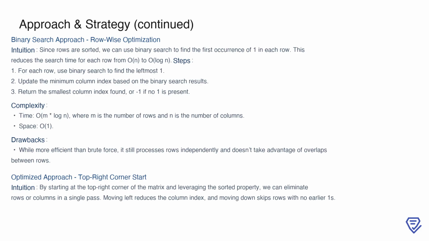Instead of searching each row linearly, we use binary search to find the first occurrence of a 1 in each row. This reduces the search time for each row from O(n) to O(log n). The process involves performing binary search on every row, then updating the smallest column index based on the results. Finally, we return the smallest column index found, or -1 if no 1 is present in the matrix.